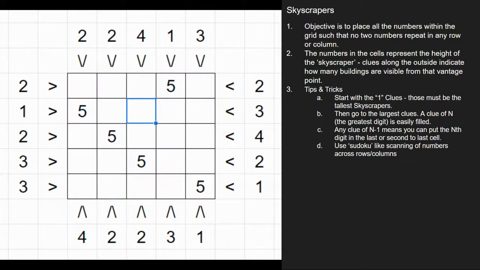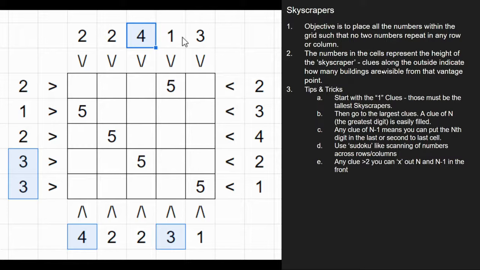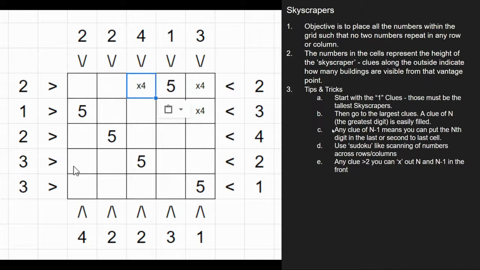So then I move on to where I could find the 4-story buildings. The way to start there is any clue that's greater than a 2, like this 3, 4, 3, 3, 4, 3, 3, 4. A 4 cannot go in the front. The reason is if you had a 4 here, you would only see these 2 buildings from this vantage point. So what I'll do is a pencil mark in front of all of those clues that are greater than 2. I believe that's it.